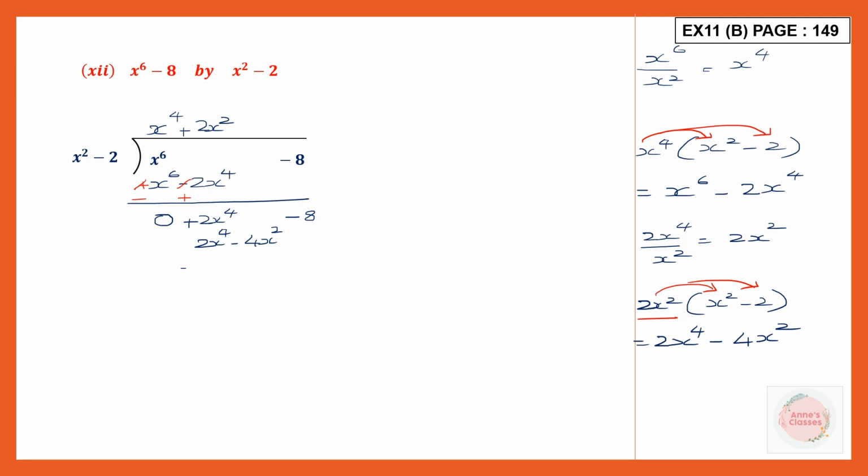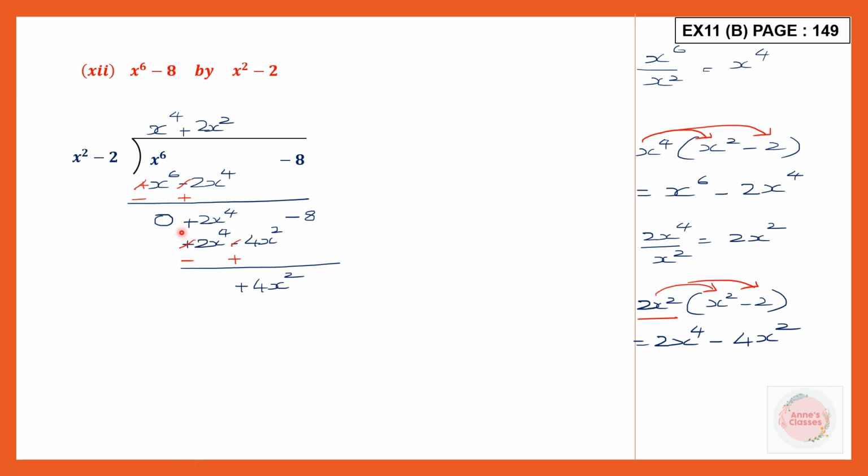Okay, now we're going to subtract it. So again the signs will change. So this has a plus sign. Now that is going to become minus. So that is minus and this becomes plus. So here we don't have anything above this. So this becomes plus 4x square. Let's write it down. Plus 4x square.